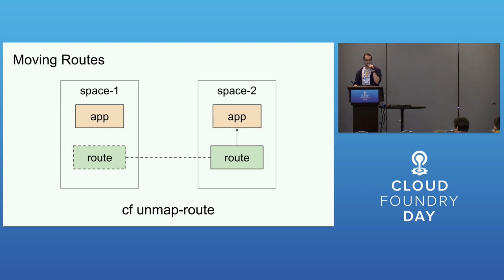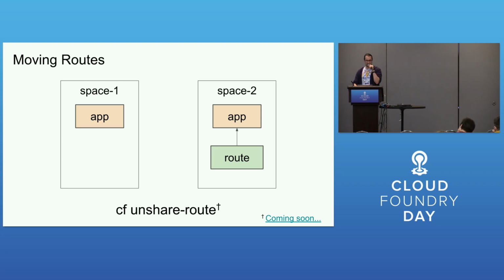Then we'll unmap it from the app in the old space, and then we can use CF unshare route to complete our move of the route over to space 2. Though it's worth noting this unshare route command isn't released yet. It's been merged in, I believe, at this point, but hasn't been released in a CLI version, but should come in the next one.